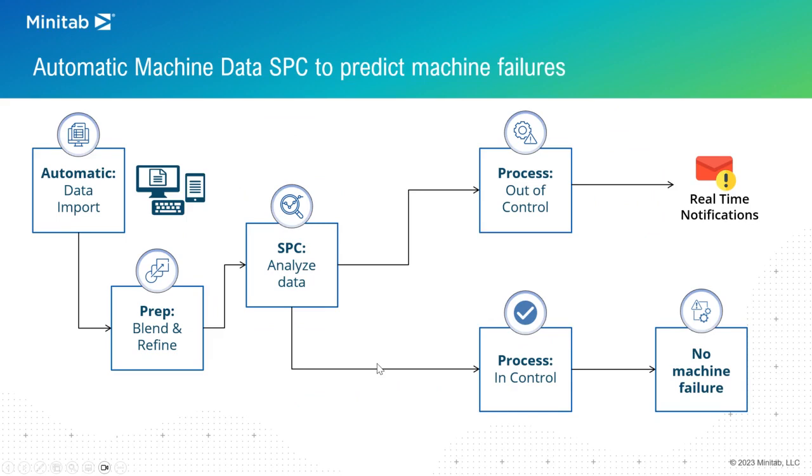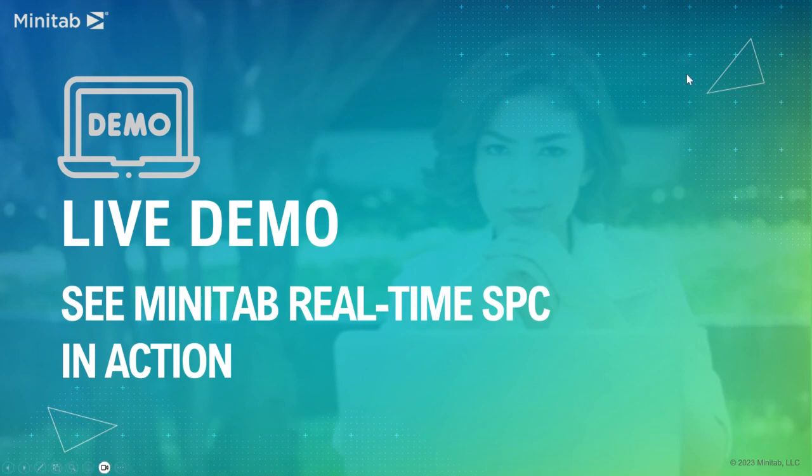Another use case that we will look at is automatic machine data in SPC to predict machine failures. So you have equipment out there that can produce a wide range of data points, and bringing those data points directly into our solution by prepping that data before pulling it into SPC, and then again doing that similar analysis on those measurements, on those indicators, whether that process is out of control, it would send notification, and we talk about that here in just a second. But if the process is in control, there's no machine failure, you should be able to build a good quality product. With those two use cases in mind, let's jump into the real-time SPC application.